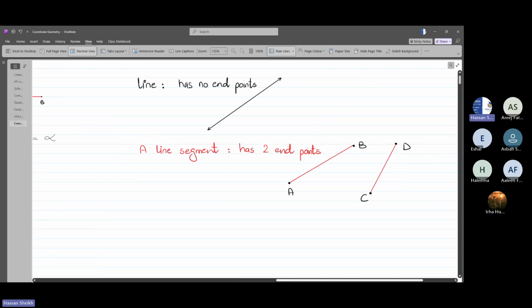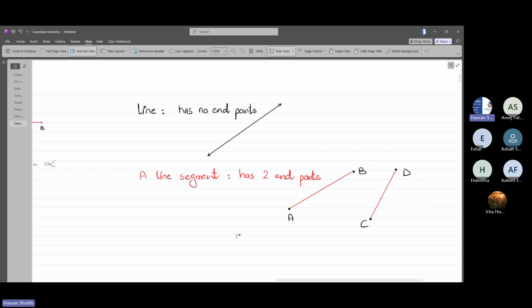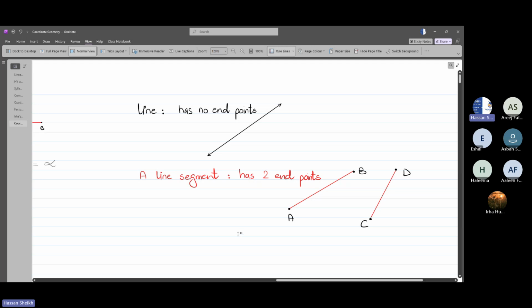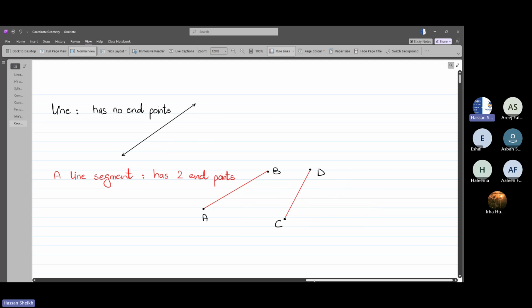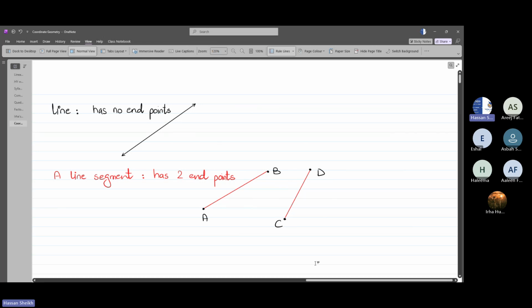What is the difference between a line segment and a line? A line has no end point. It keeps on going on and on on either side. That's why we always represent a line with two arrows on either end. But a line segment means part of a line, and obviously, if it's a part of a line, it must have two end points. Just like over here, we have line AB and line CD. So girls, do you understand the difference between a line and a line segment?